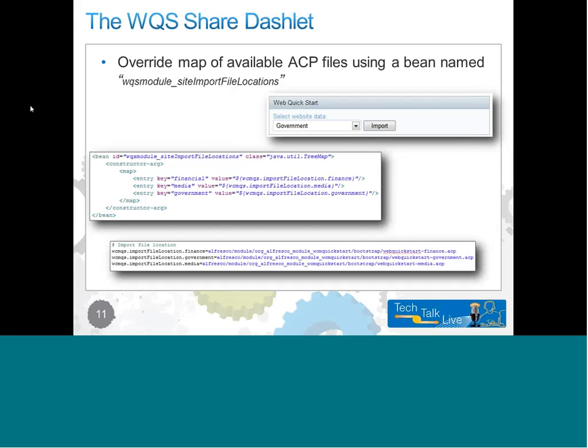So out of the box you get 2, you get the government and the finance one. If you want to generate your own and plumb that in, then these are the areas you want. So the bean is the site import file locations that tells it where to find the ACP, and then there's a properties file that allows you to configure how that ties into your new ACP.